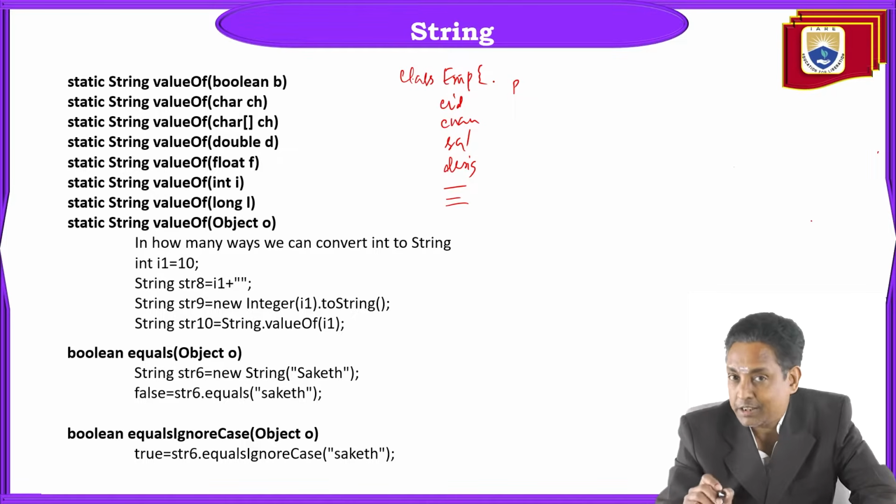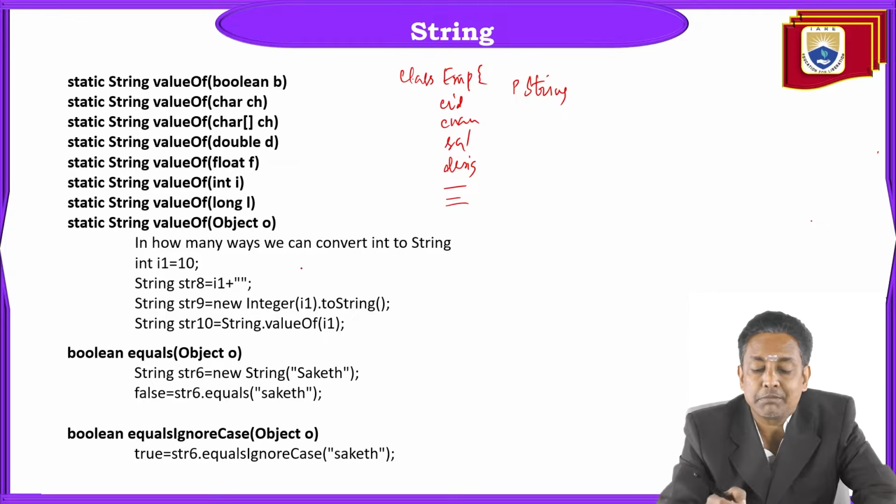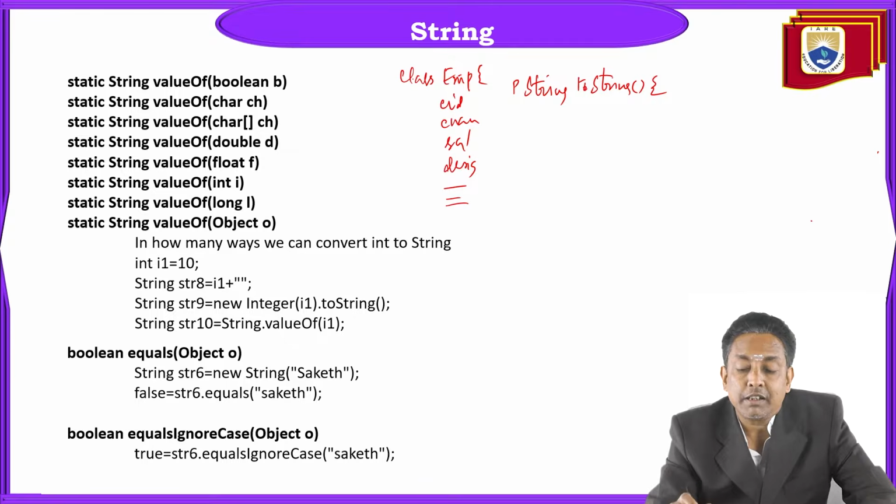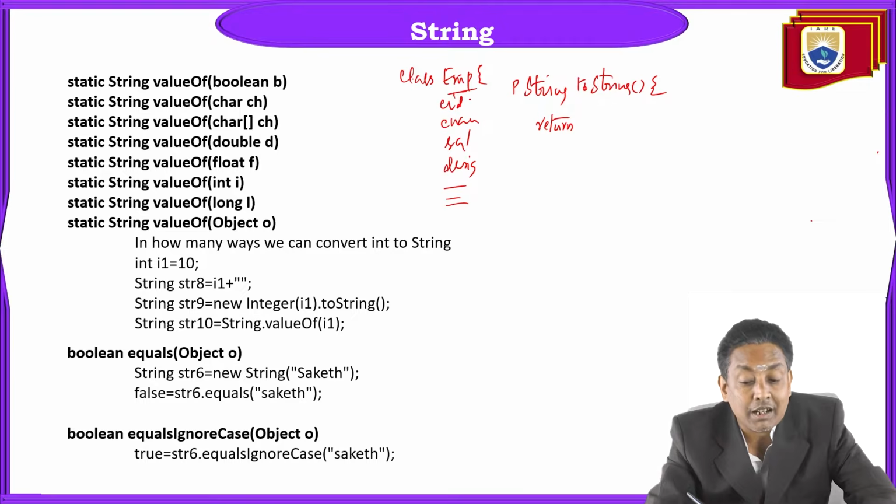If you take the toString method, for example, how this method is implemented, that I am explaining. Public String toString. toString is the method. So the developer who is writing the Employee class must know how to implement the toString method. How to implement it? Very simple. In the toString method, we must convert the complete employee object state into a string form.